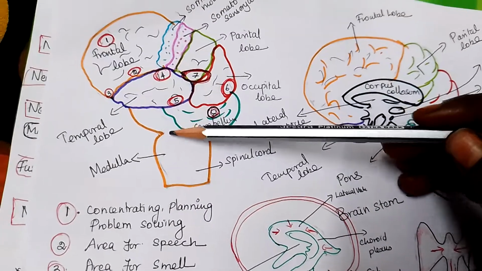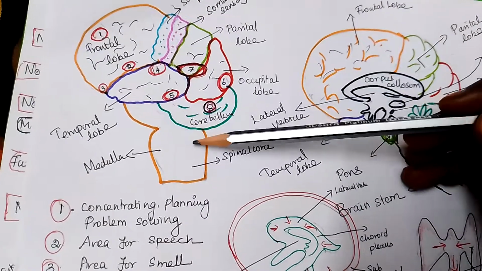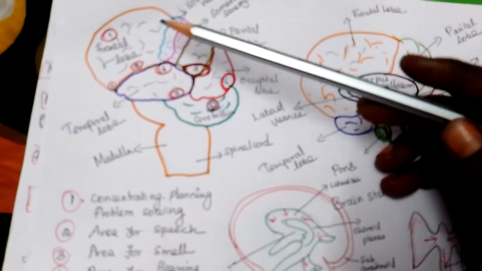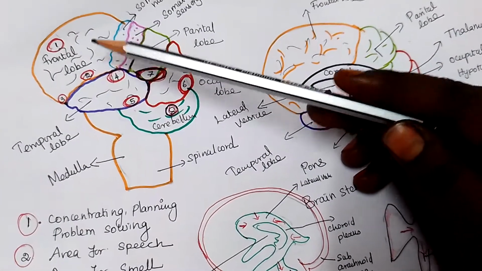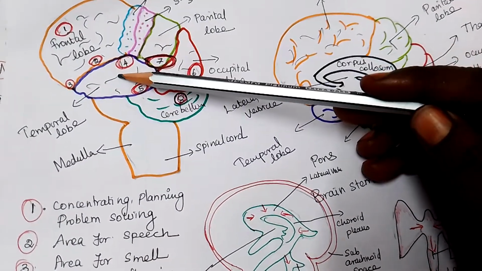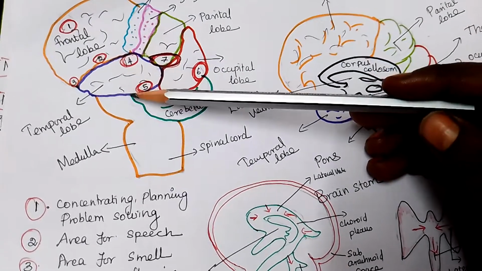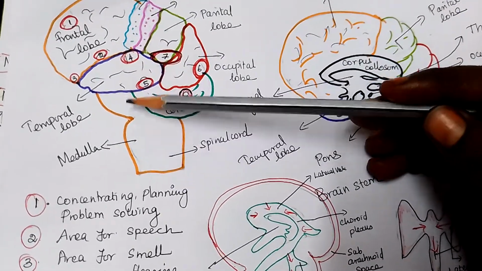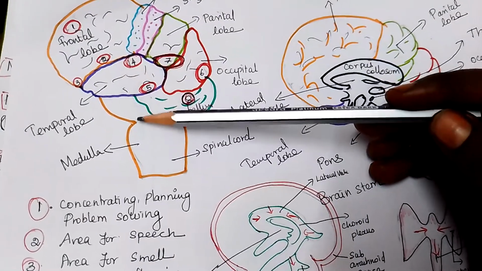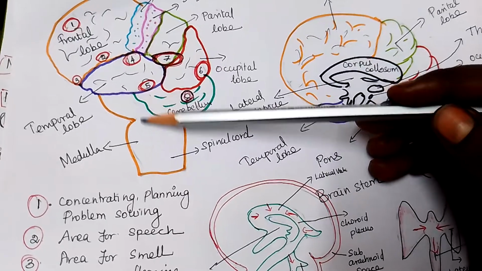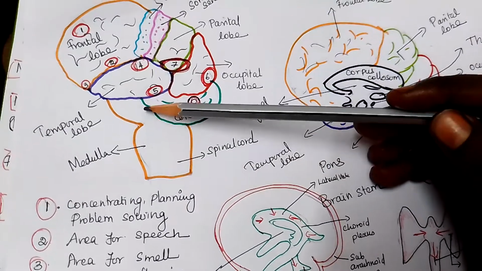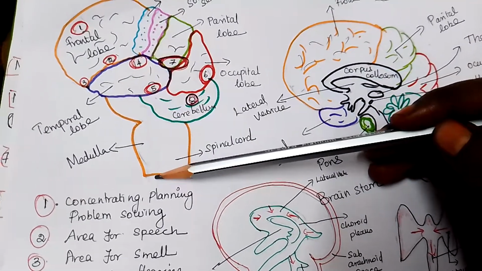So in between, the midbrain is there, and the pons and medulla oblongata are also there. So it's the frontal lobe, parietal lobe, occipital lobe, then temporal lobe. Then there will be the pons and the medulla oblongata. The pons is otherwise called the bridge between the midbrain and the medulla oblongata. So the brain stem consists of the midbrain, pons and the medulla oblongata.